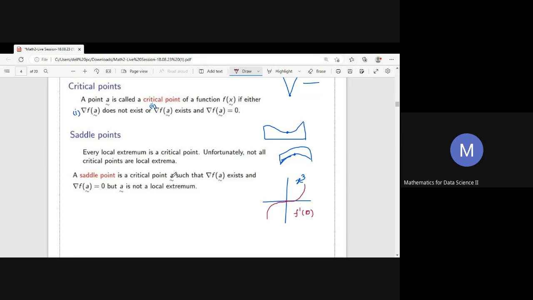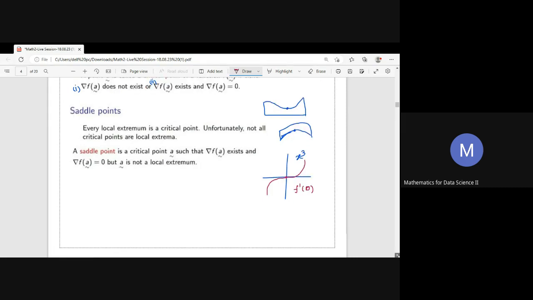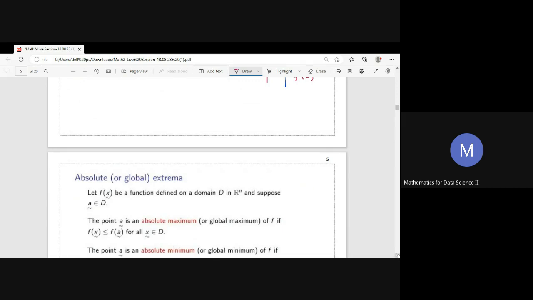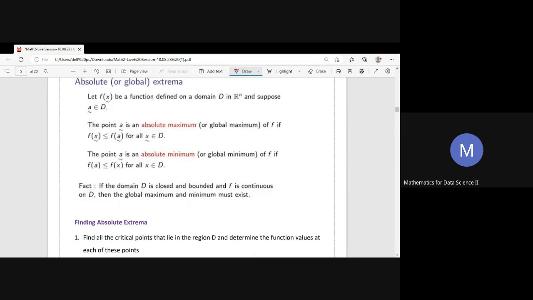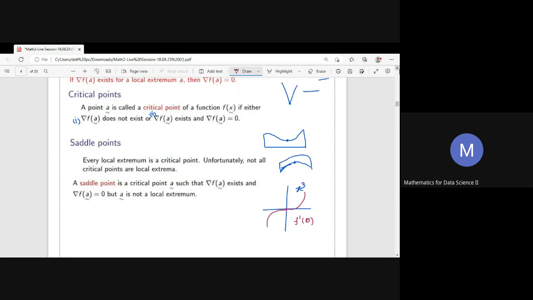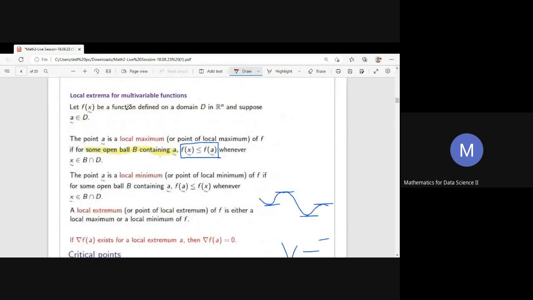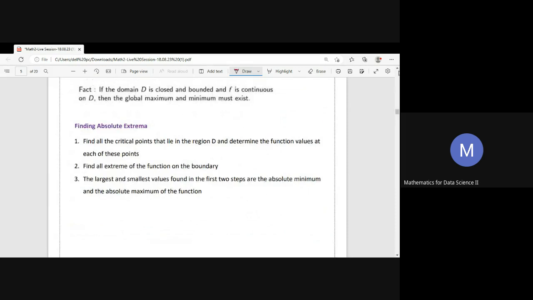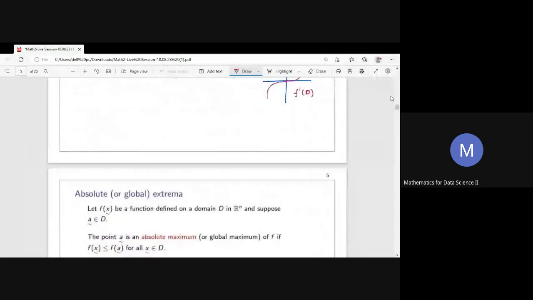In the 3D case, it is something like I mentioned before. Anyway, remember they are saddle points, but they are not local extrema. The next concept we have is absolute or global extrema. The comparison between local and absolute is that for local, you are considering only the values in an open ball containing a tilde. But for global, you should consider the entire domain D.